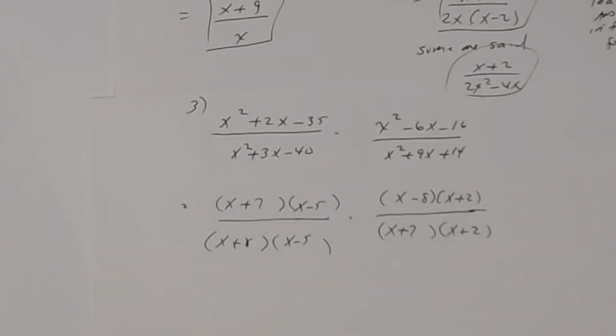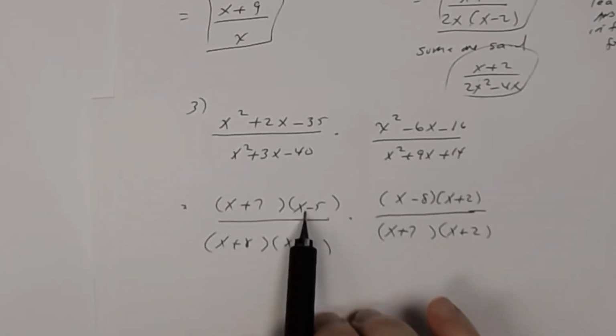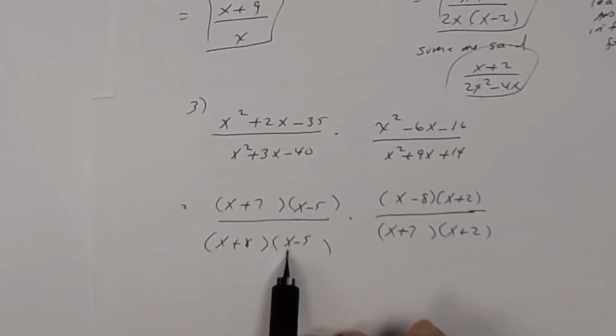All right, so that's how you factor those. And now remember the next step. Once you factor, the next step is to reduce. So you have quite a few factors here: x plus 7, x minus 5, x minus 8, x plus 2, x plus 8, x minus 5, x plus 7, x plus 2.